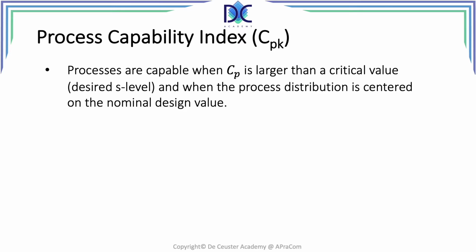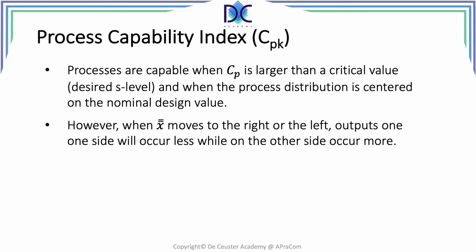Not necessarily. When we are looking at the process, we can see that X double bar, the average of all those averages, can move to the left or to the right, to either of those sides. And when that happens, as we will see in the following graphs, the distribution also moves. Now, what we want to know is what happens with the sigma level.